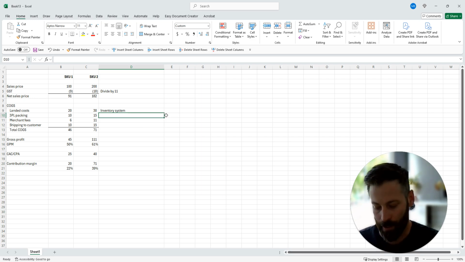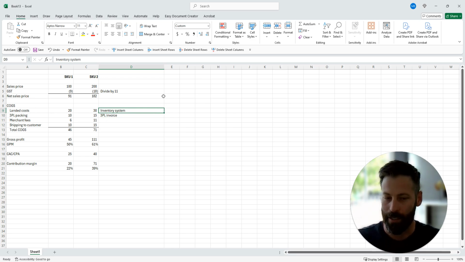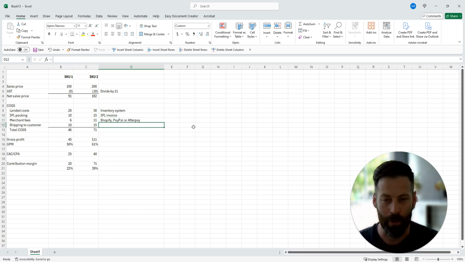The 3PL packing costs are going to come from your 3PL invoice. If you don't use a 3PL and you're just packing yourselves and you buy boxes and the other packing material in bulk, you really want to build that into your inventory system so that you understand, right, for this particular product I need that cardboard box and this much packing material and this sticker, and then you'll get a really accurate understanding of what your costs are from your inventory system. Merchant fees, you can get that data from Shopify, PayPal, or Afterpay, or whatever other merchant you use.